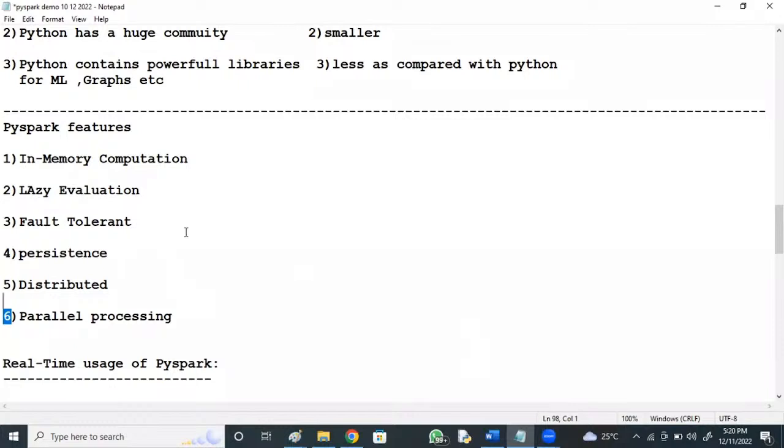Sir, if you don't mind, in future are you providing any definition about these features, sir? In memory, lazy, fault tolerant, sir?